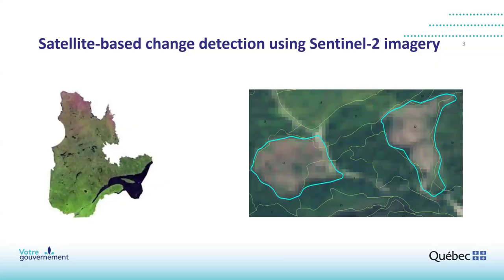Here in Quebec, we produce summer and winter mosaics every year using images from Sentinel-2. This represents a large volume of images stored over time. So the question was, can we use this data for other purposes? This led to the development of a forest change detection tool aimed at extracting additional value from our existing imagery.